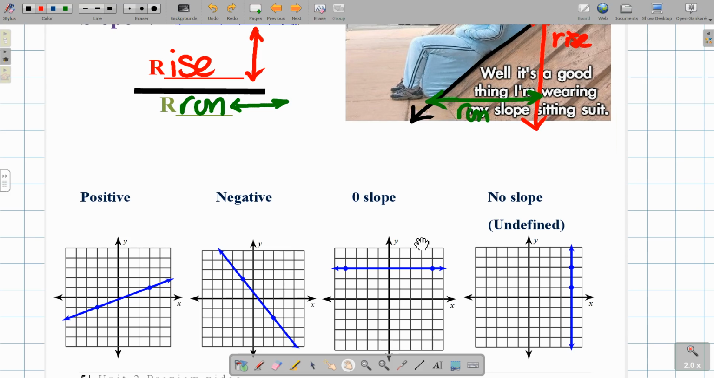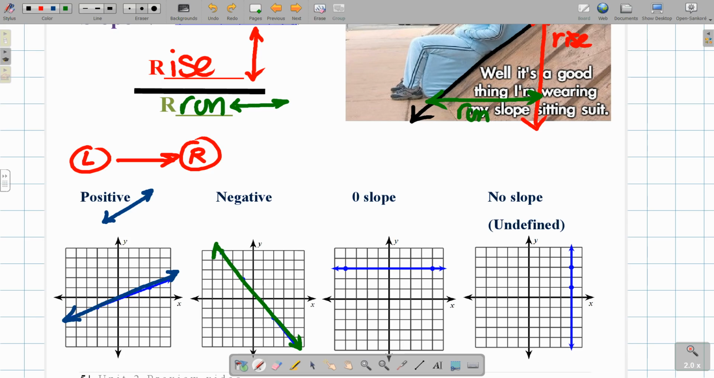Things you need to be aware of. We read slope, reading on a graph from left to right. So when a line goes upward from left to right, that is a positive slope. When a line goes downward from left to right, that is a negative slope.